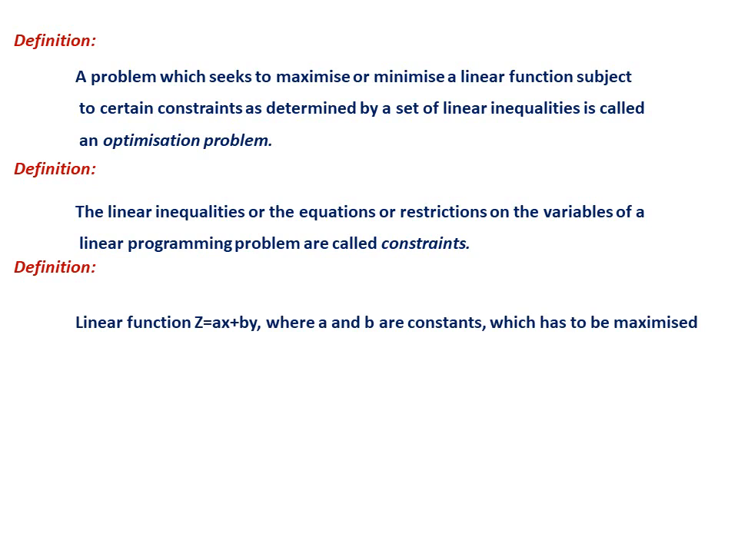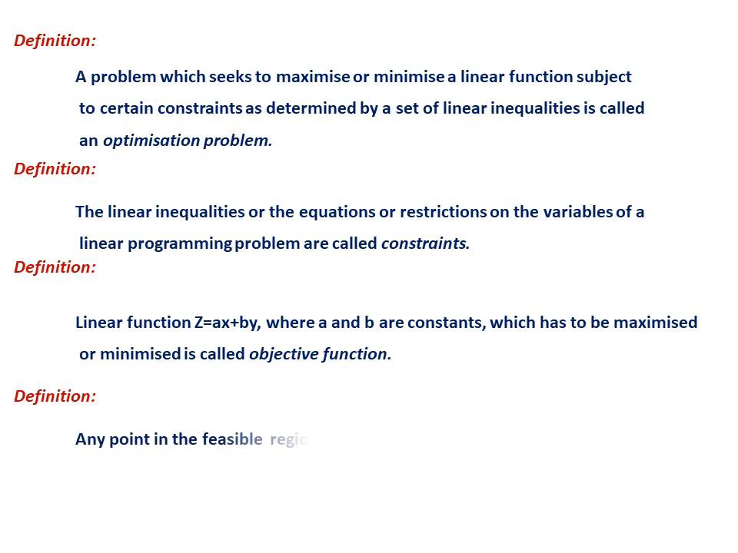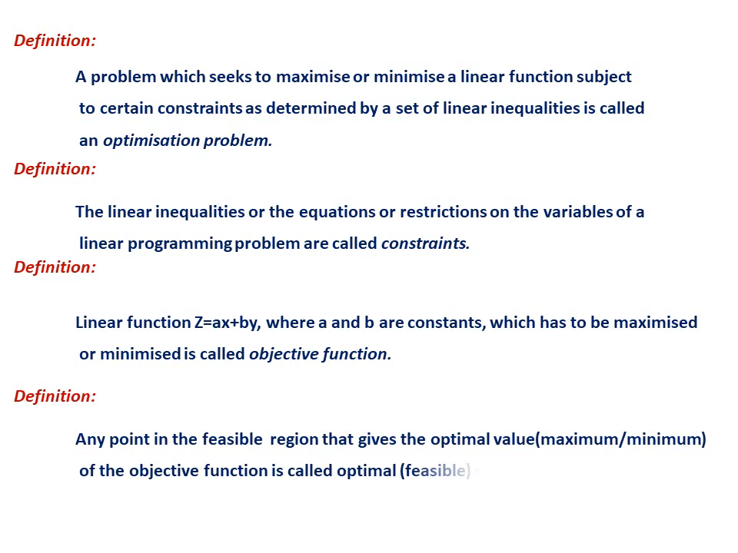Next one, linear function z equal to ax plus by, where a and b are constants, which has to be either maximized or minimized. That is called the objective function. Z there is called the objective function. These are the terms. Then the next one, any point on the feasible region that gives optimal value, that is maximum or minimum, of the objective function, is called optimal solution or feasible solution. About this one let us see later. So these are the basic terms involved in the LPP.